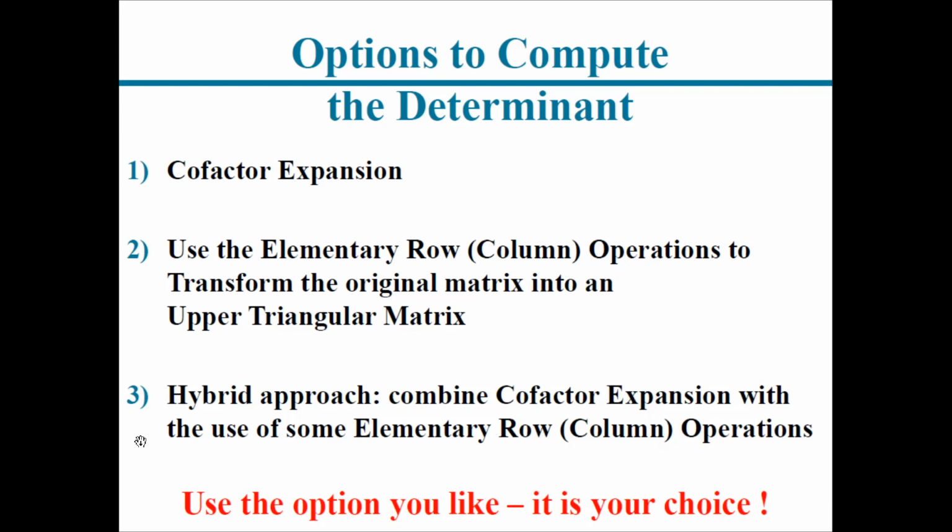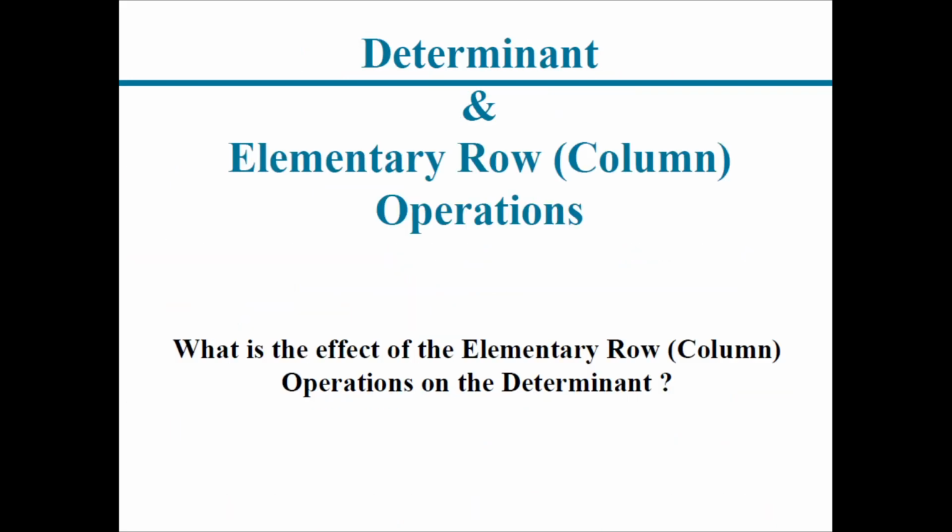So at the end of the day, you can choose the option you like. It's your choice, and you are the one computing. So you have three options: cofactor expansion, and the two new options that we are going to see now. And at the end of the day, you will be the one choosing the option you like the most, or the option that is most appropriate in your specific situation. So we saw that new options that we have will involve elementary row or column operations.